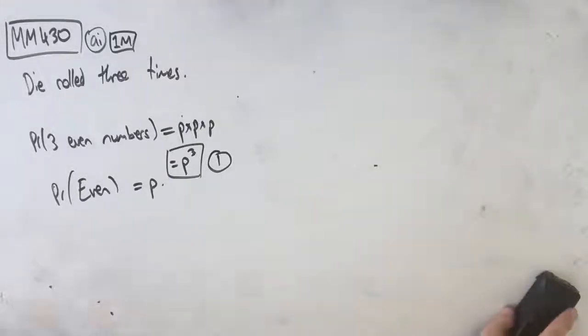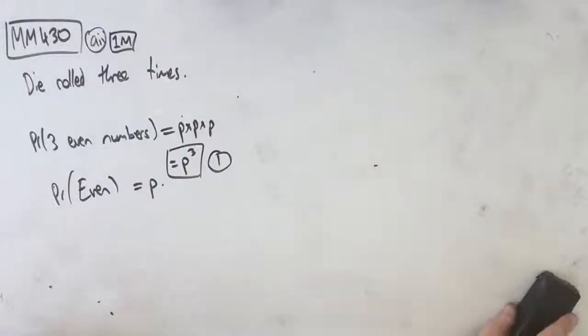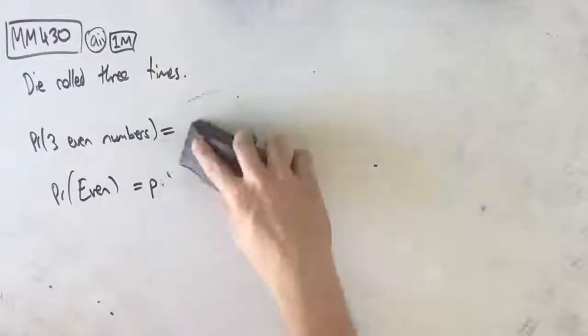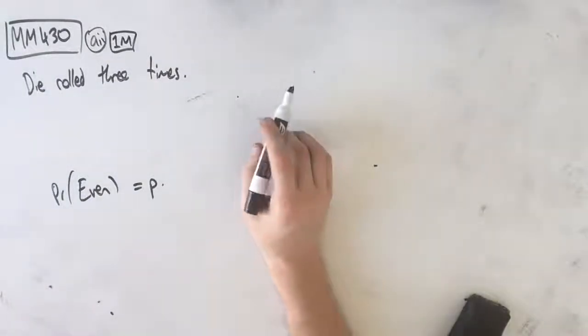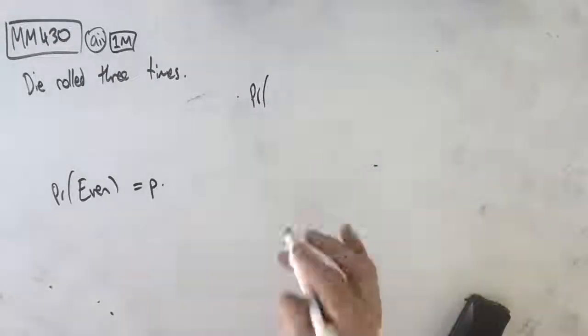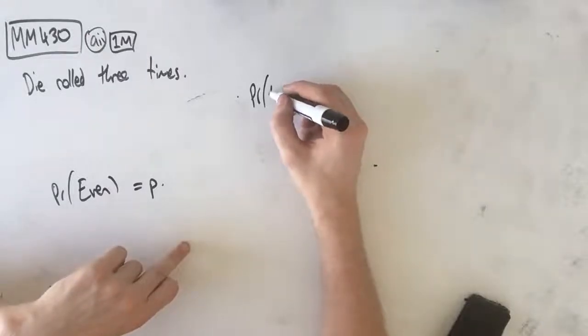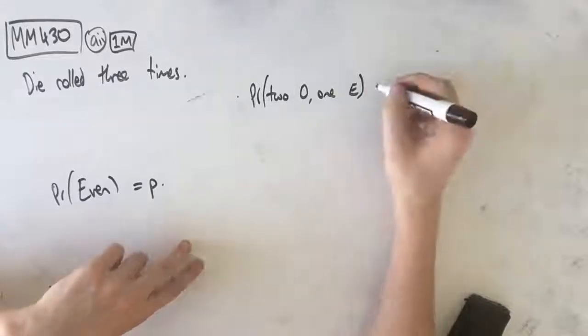Part AII is again a 1-mark question, and it says find in terms of P the probability that we get 2 odd numbers and an even number from these 3 rolls. The thing we need to be careful of here is the order doesn't matter. We want 2 odd and 1 even, but not necessarily in that order.